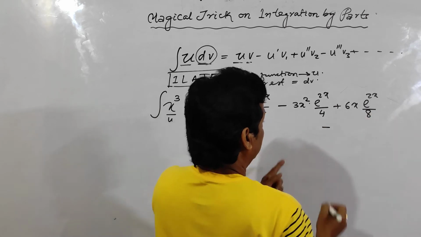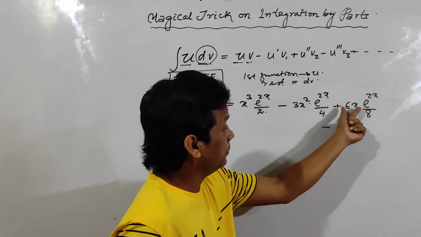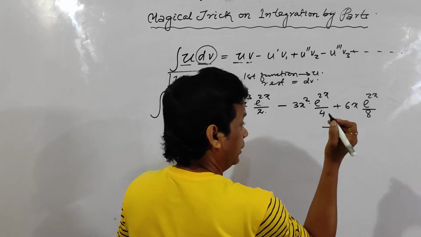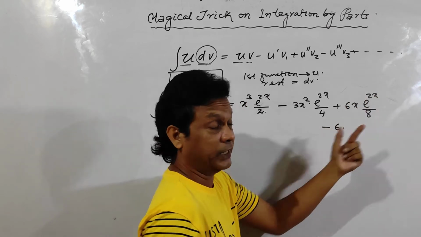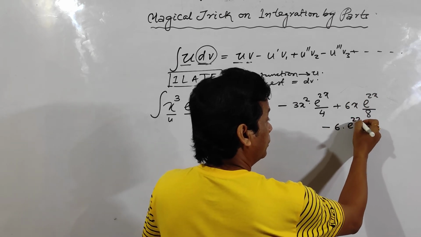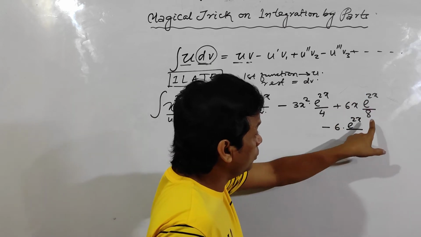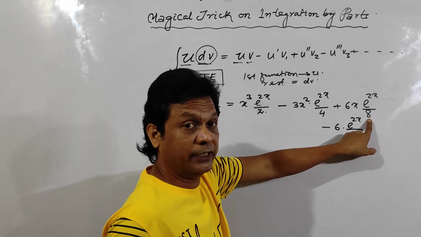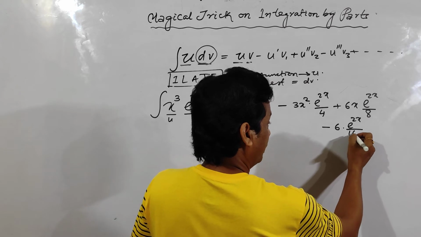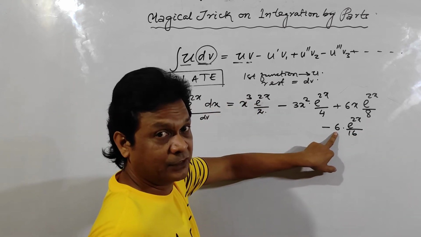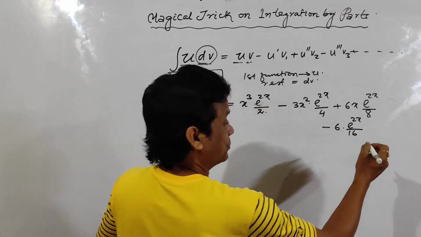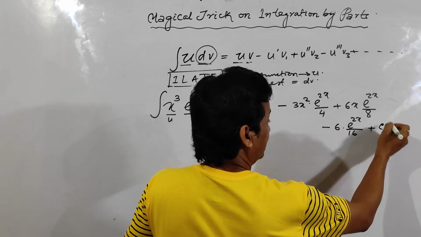Then minus, alternate sign I am taking. So derivative of 6x is 6, and integration of the second part is e to the power 2x by 2, and 8 is already there, so 8 into 2 is 16. And then derivative of 6 is 0 because it is a constant. So simply write the constant of integration C.